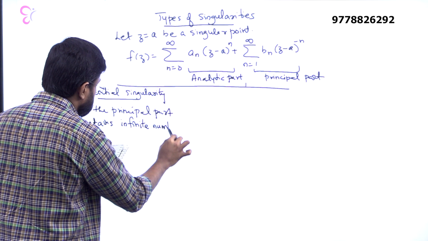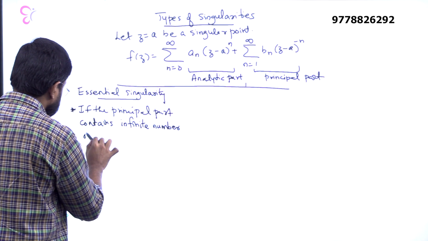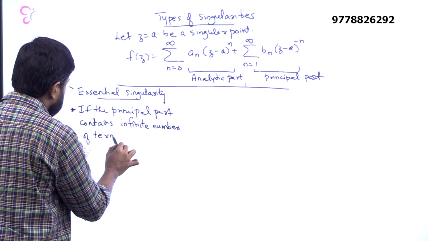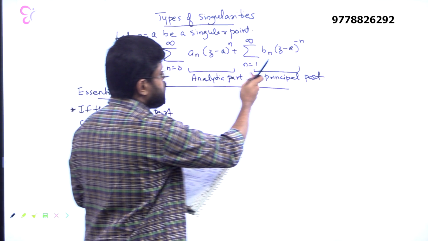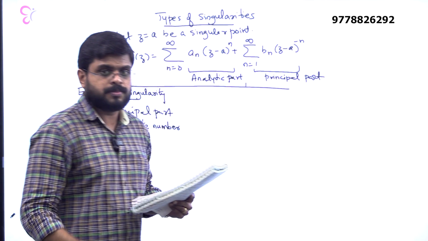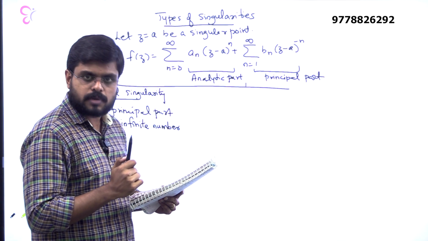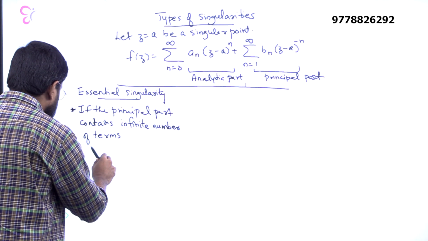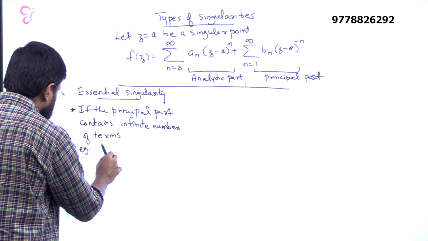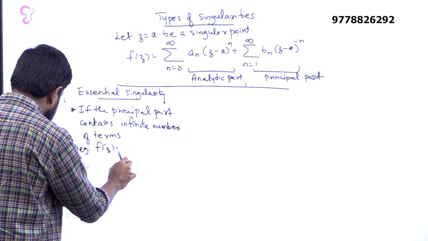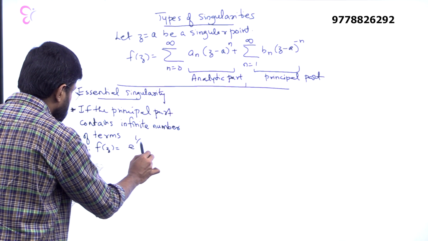Infinite number of terms. If the principal part contains an infinite number of terms, then it will be called an essential singularity. Clear? So, as an example, let f of z be equal to e power 1 by z.